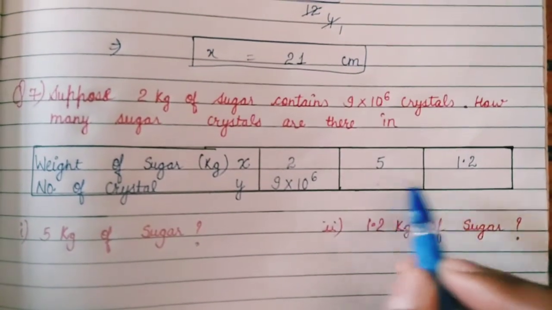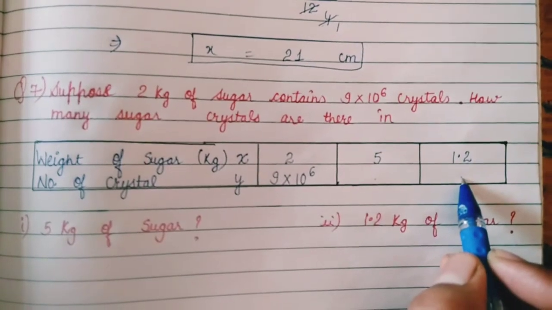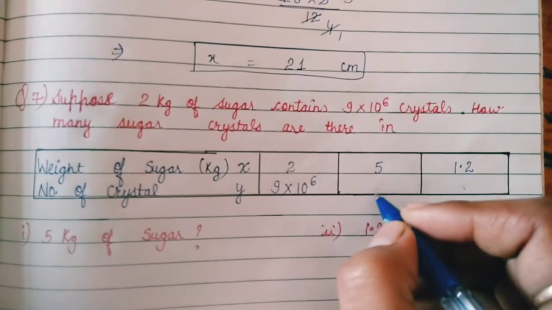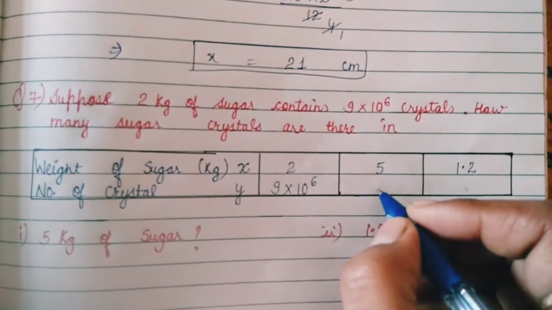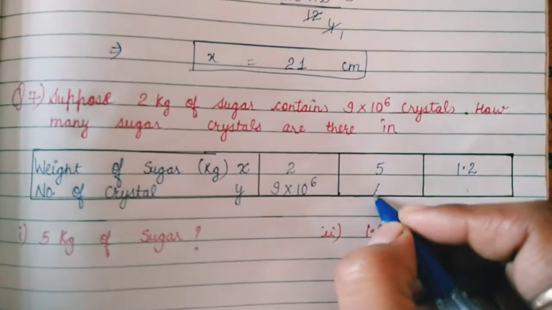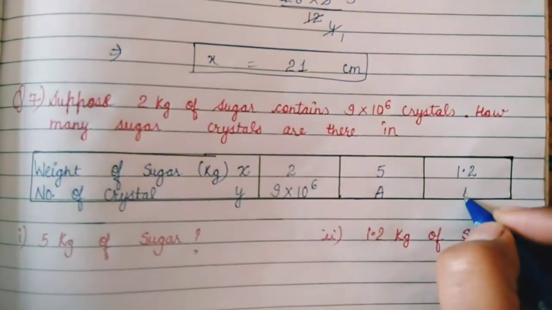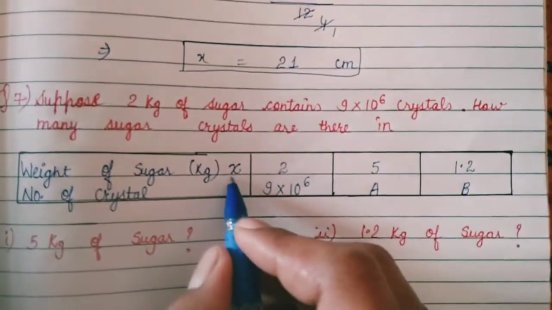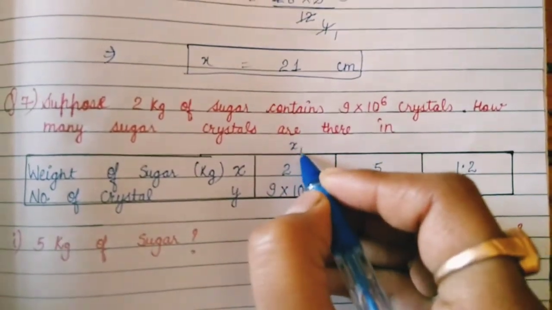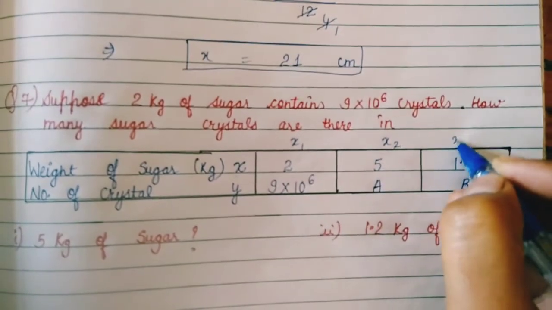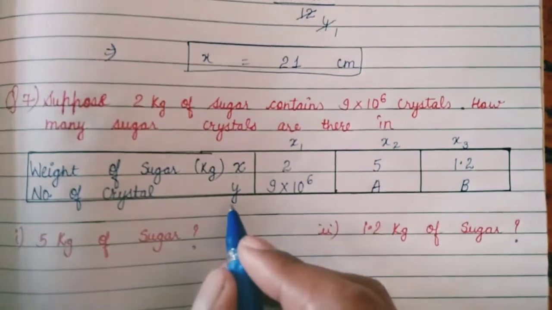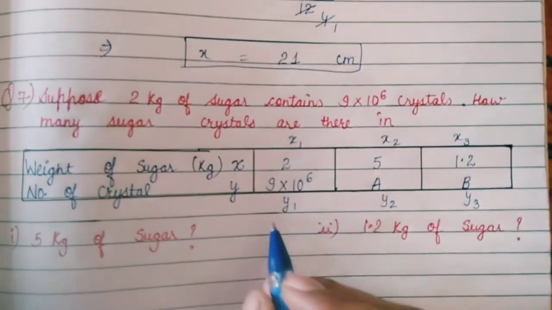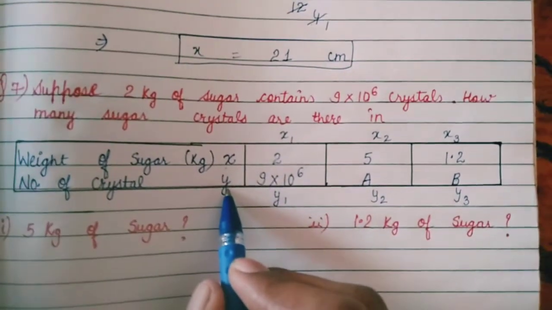Here, the number of crystals in these two cases we need to find out. That's why for the unknown values we will put variables. So here we can put capital A for the first one and capital B for the second one. In front of x we have the corresponding values x1, x2 and x3, and in front of y we have y1, y2, y3, which are the corresponding values of y.